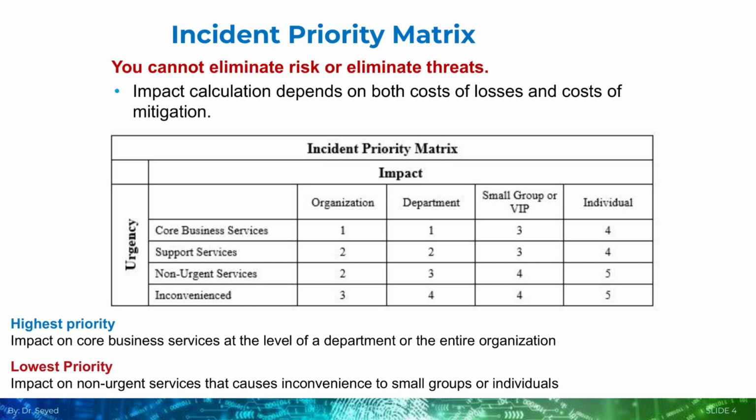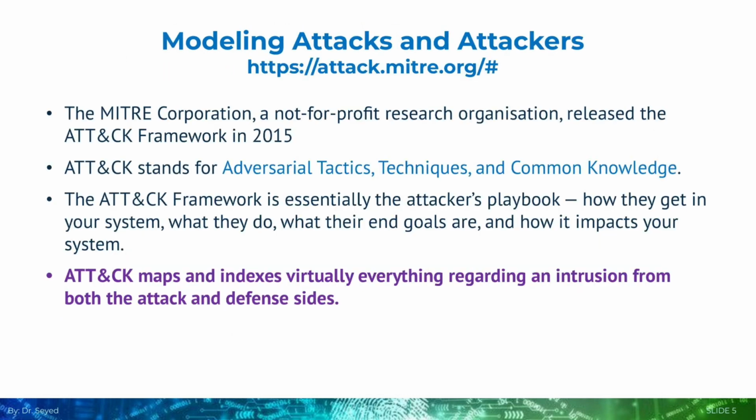When incidents happen, you need a system for deciding what to fix first. That's the incident priority matrix. It's your hospital triage system. Highest priority incidents impact core business services organization-wide, while lowest priority are just an inconvenience to a few people. Remember, you can't eliminate all risks, but this matrix helps you allocate resources effectively by calculating impact based on loss and mitigation costs. Now for the main event, the MITRE ATT&CK Framework.